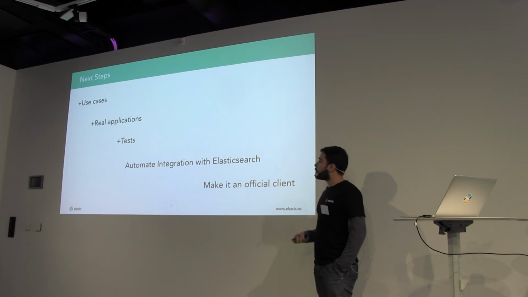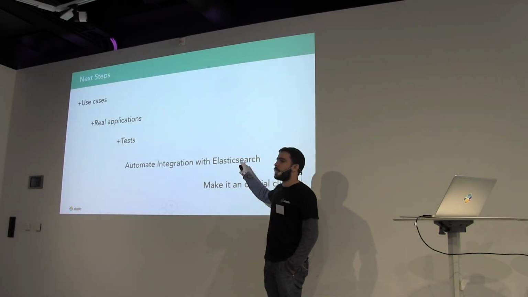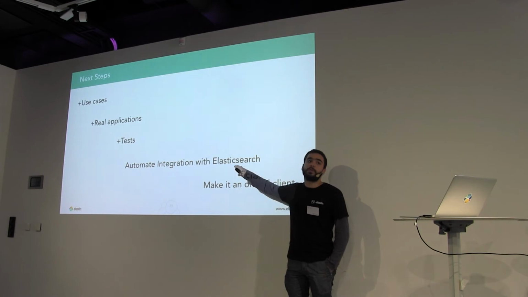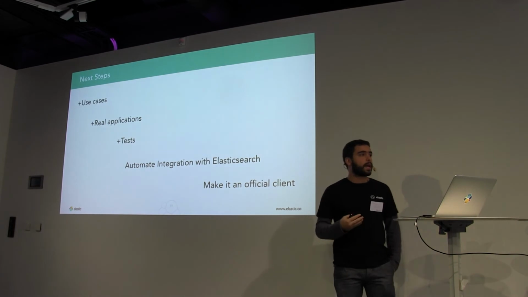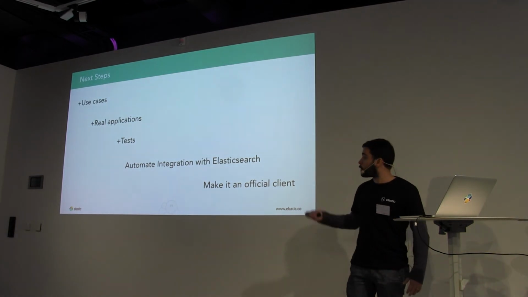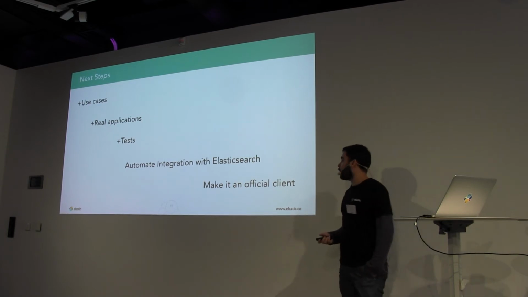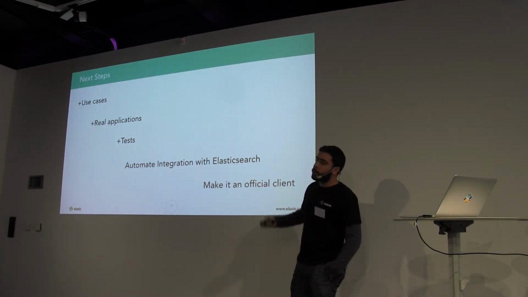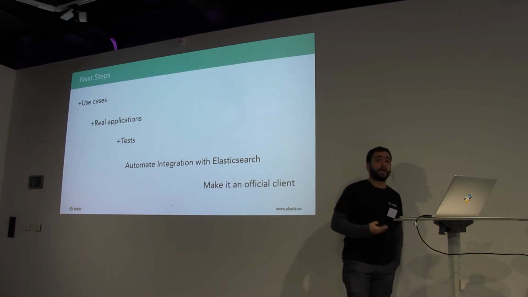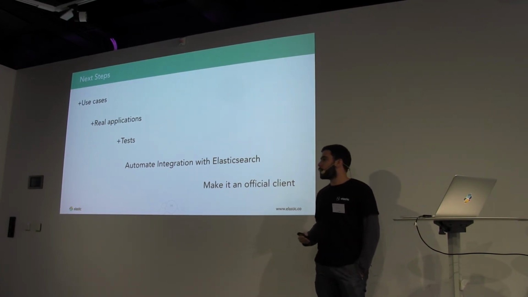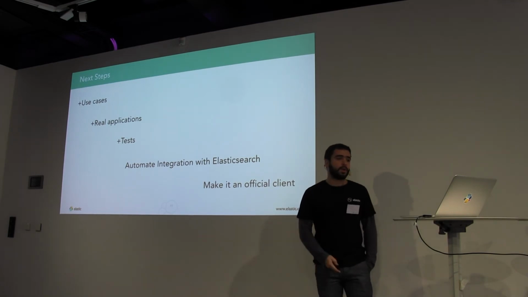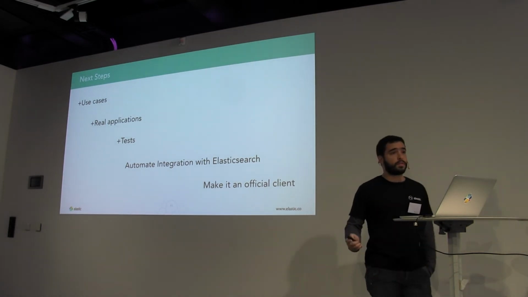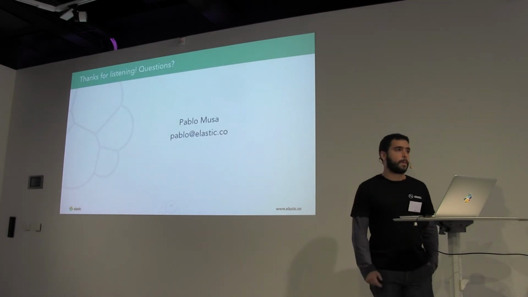After that, one important thing is to automate integration with the Elasticsearch development cycle. So every new release of Elasticsearch, we don't need to waste a lot of time updating code. We should do that in an automatic fashion, and that's probably the next big step we should do. And of course, after we have real cases, people using it, we can make it an official client and give you the guarantee that Elasticsearch Lua can be used with Elasticsearch in production, and it's supported. So that's pretty much it. If you guys have questions, more than welcome.